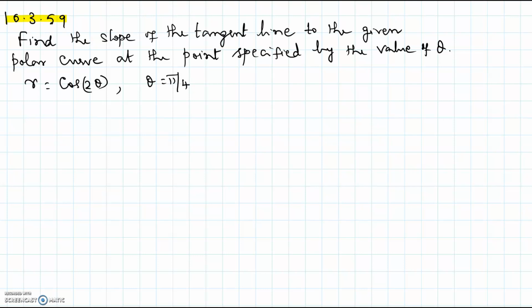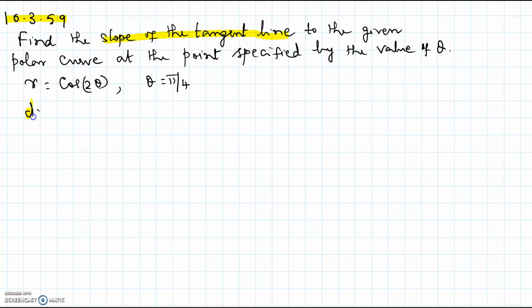Hi, in this video, I will be showing you problem number 59 of chapter 10, section 3. Find the slope of the tangent line to the given polar curve at the point specified by the value of theta: r equal to cosine of 2 theta, with theta equal to pi by 4. Note, the given equation is a polar curve.